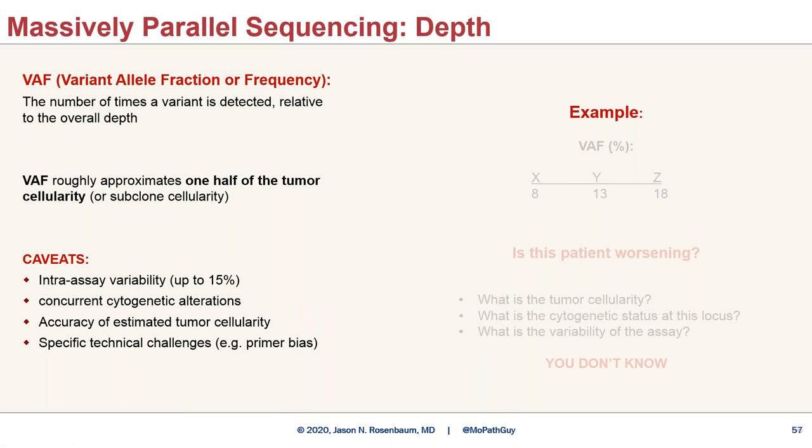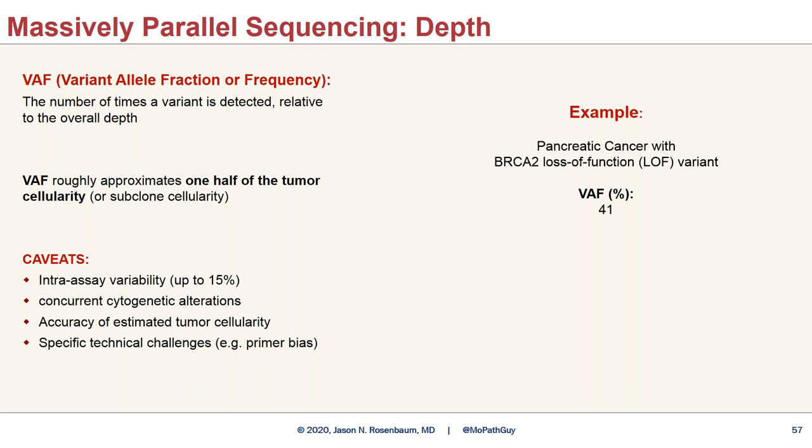Similar example, but a different clinical scenario is you have a patient with pancreatic cancer and a BRCA2 loss of function variant, VAF of 41%. In this case, you might use the intra-assay variability to justify the fact that that might be at 50%, which would be a heterozygous germline variant. Is that reasonable?